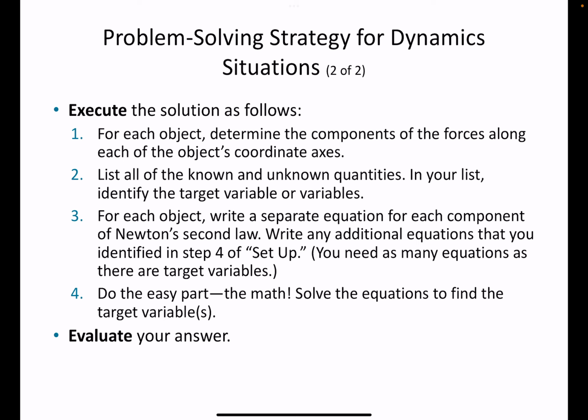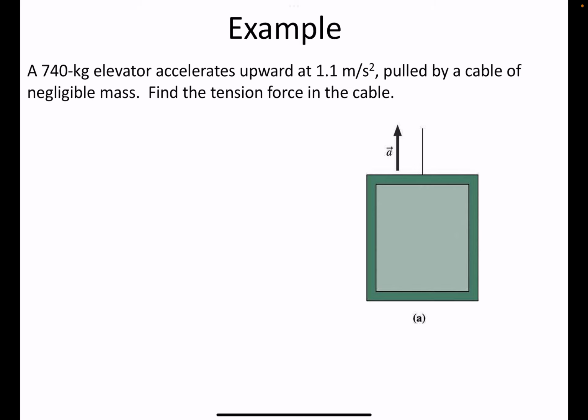Apply Newton's second law by writing a separate equation for each axis. Net force in x direction equals mass times acceleration in x direction. Net force in y direction equals mass times acceleration in y direction. Finally, solve the system of equations you have created to find the unknown variable and check that your answer is reasonable. So let's start with the elevator example.